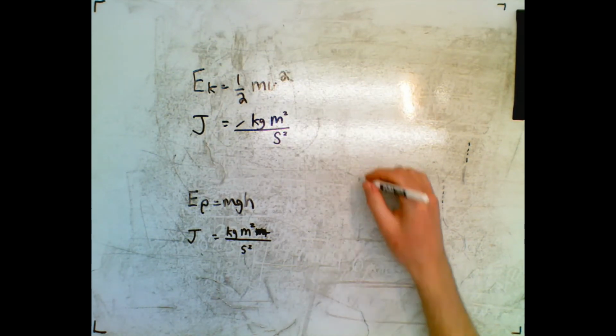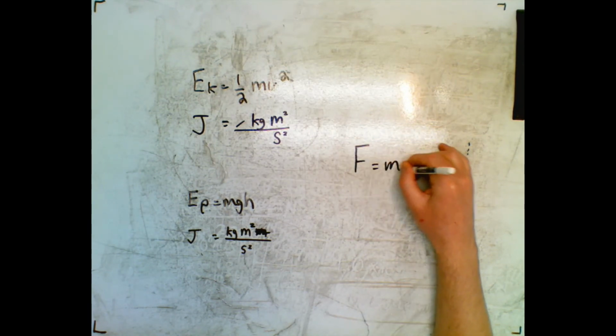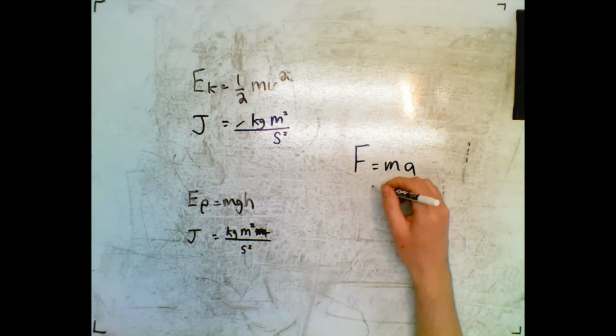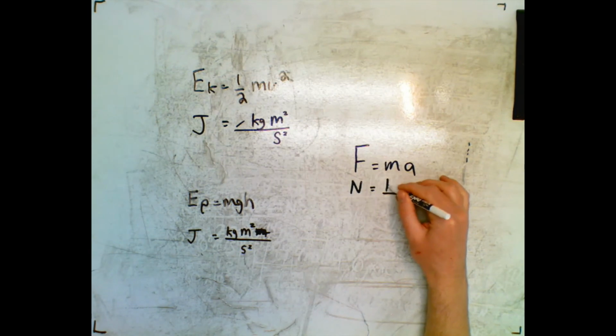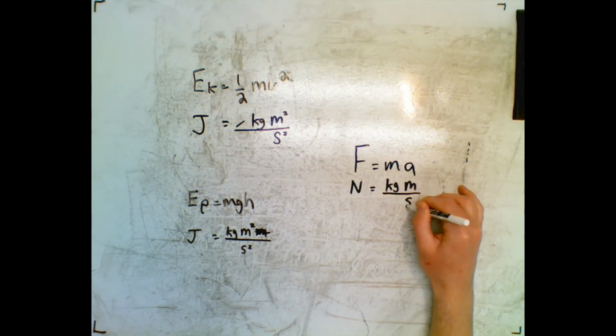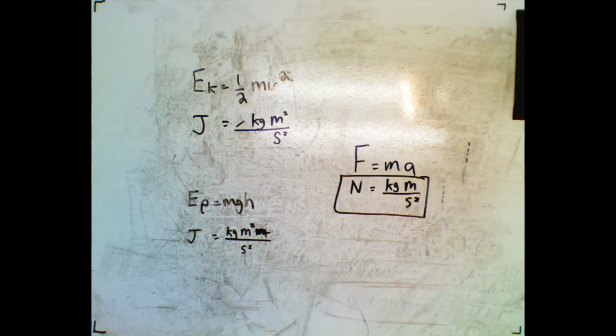So if we want to take a look at a newton, we want to use a formula that has newtons in it. So we can use F equals ma, right? So force is in newtons, mass is in kilograms, acceleration is in meters per second squared. So a newton is equal to a kilogram meter per second squared. That's it. Okay. So I'm going to ask you questions on your test that ask you what these bigger condensed units are made up of.